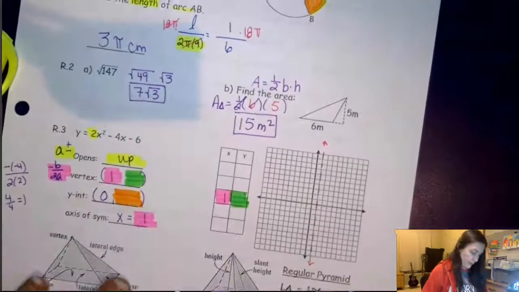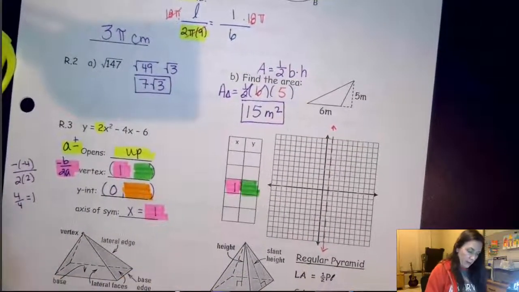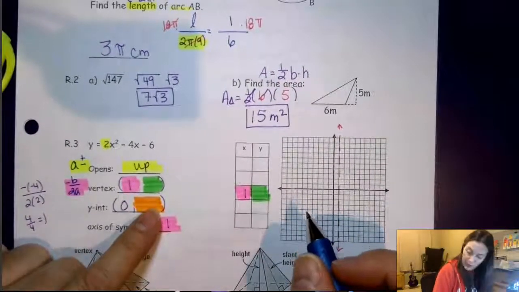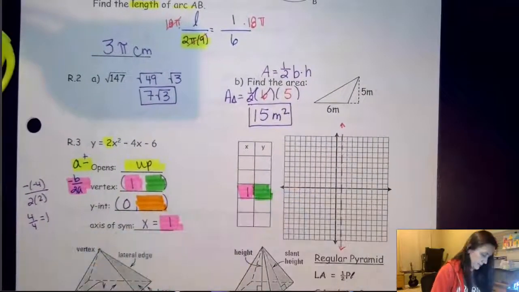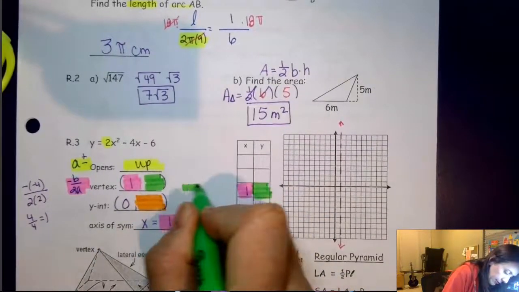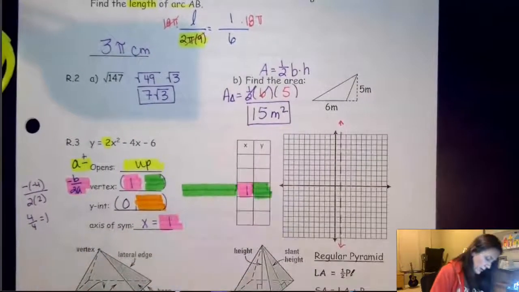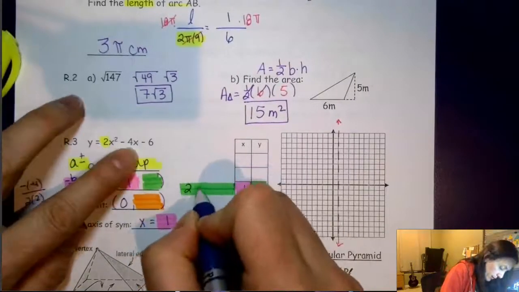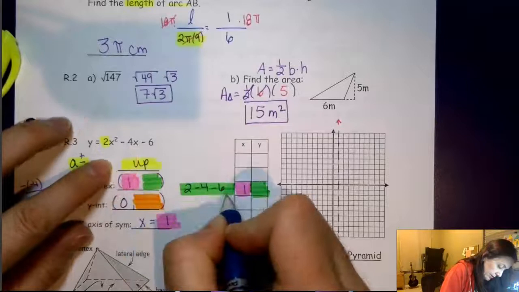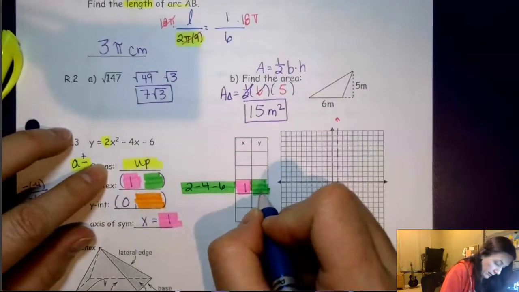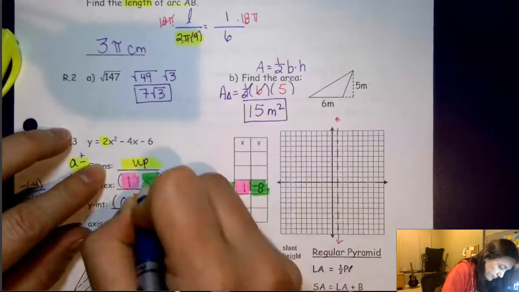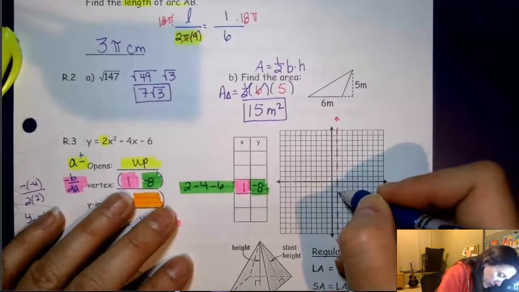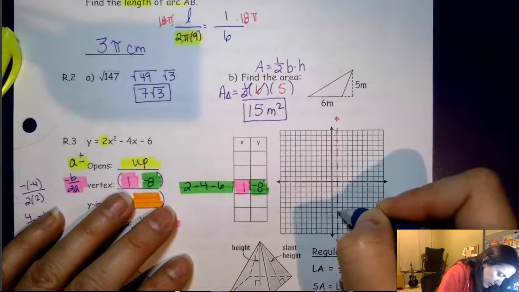Axis of symmetry right there. So now I'm going to do the vertex here, plugging it in. If I plug one in, this is the work for my green if you want to follow along. So 1 squared times 3 is 3, minus 4, minus 6, 2 minus 10 is going to be negative 8. I go to 1, negative 8: 1, 2, 3, 4, 5, 6, 7, 8.